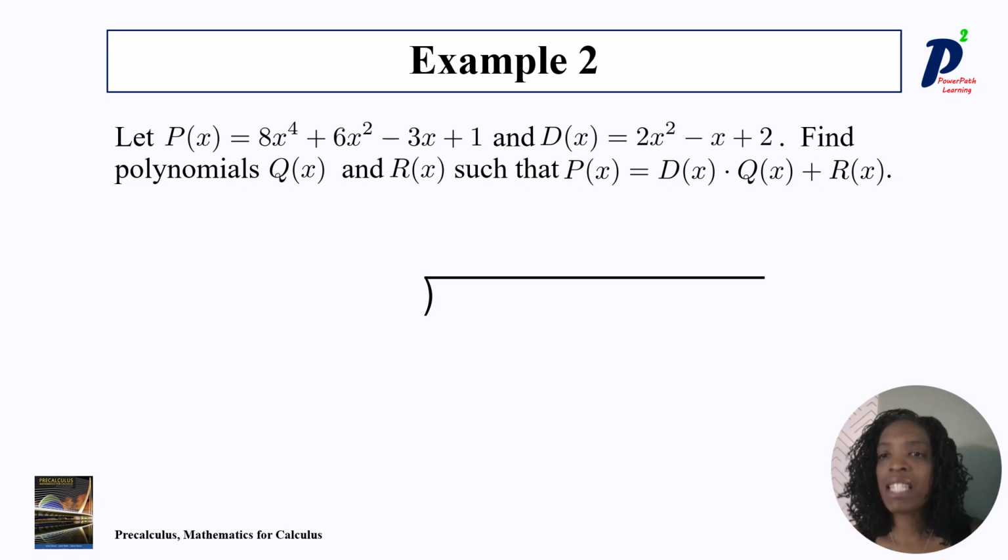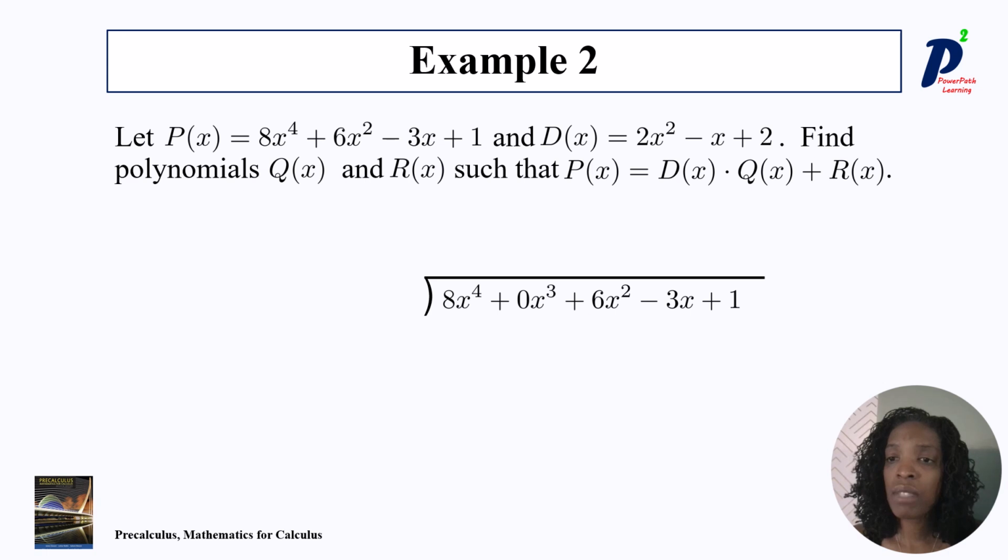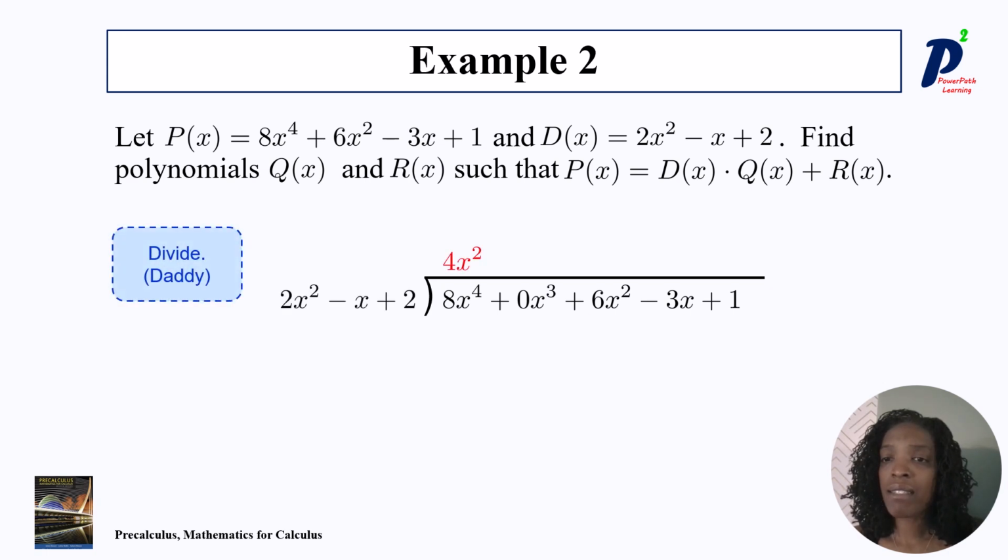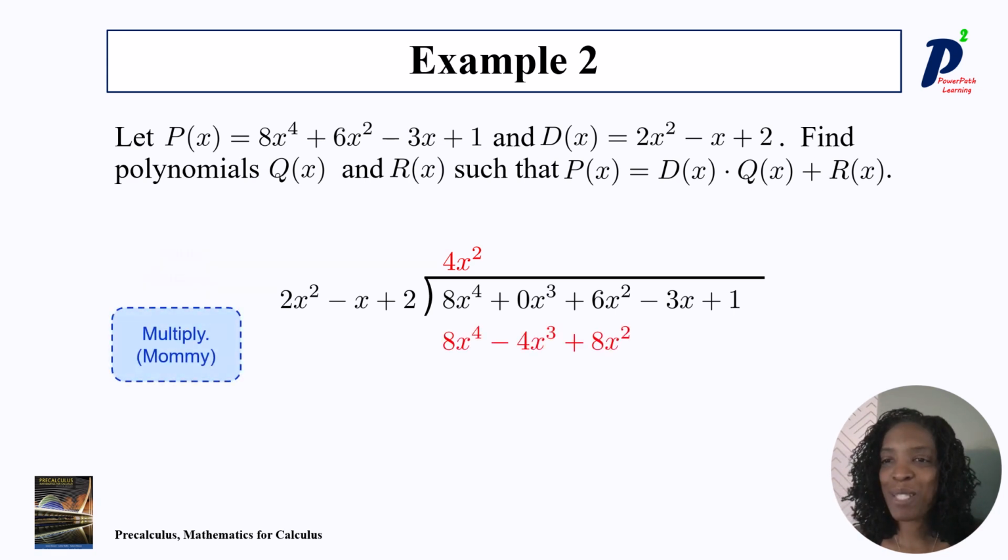We're given our dividend and divisor and asked to find the quotient and remainder. Now, the wording is complicated, but the process is basically the same. First, I need to add a placeholder for 0x cubed. So 8x to the 4th, plus 0x cubed plus 6x squared minus 3x plus 1. My divisor does not need a placeholder. So 8x to the 4th divided by 2x squared is 4x squared. 4x squared times 2x squared minus x plus 2 is that very long polynomial you'll see in front of you.